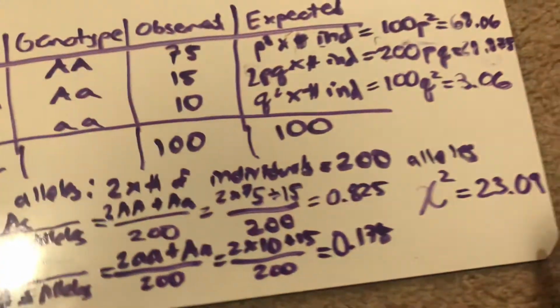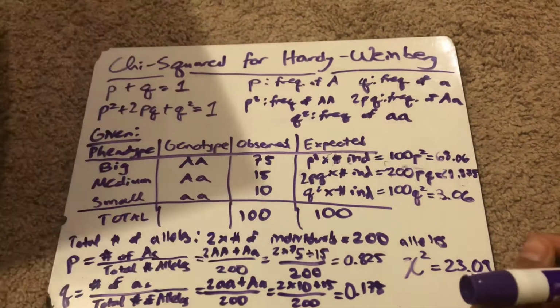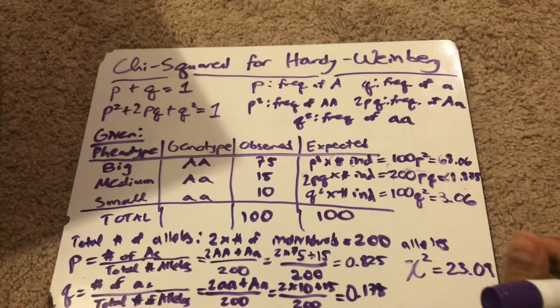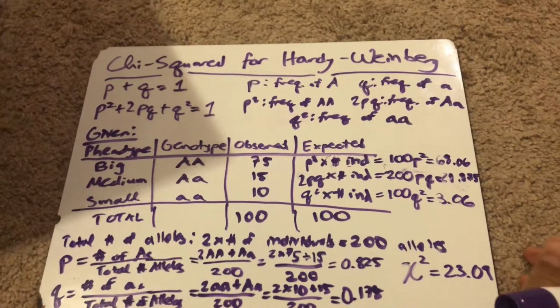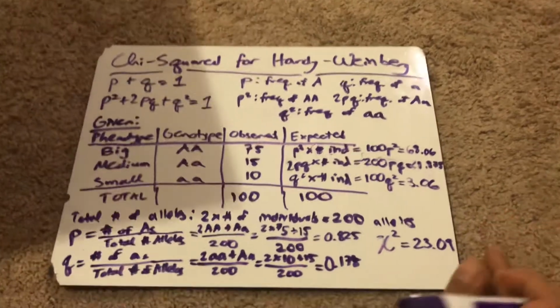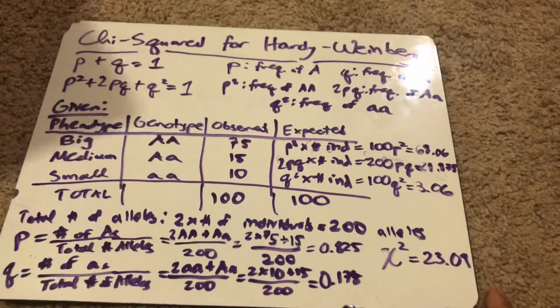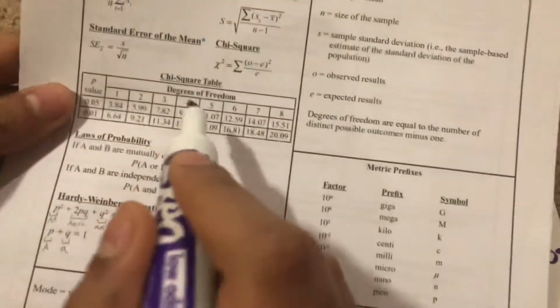Now, if we were doing chi-squared analysis, we need to check whether this number is greater than the critical value. If it's greater than the critical value, we can reject our null hypothesis and conclude with a certain confidence level that our alternative hypothesis is acceptable. So if we look at the degrees of freedom, now this is where the table comes in.